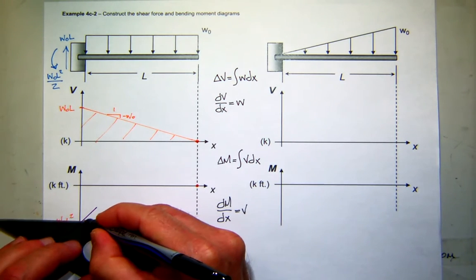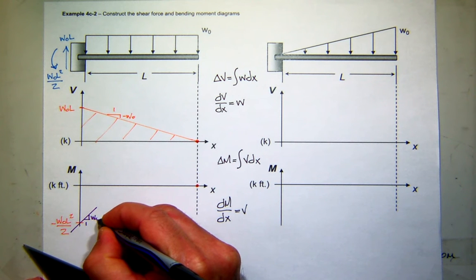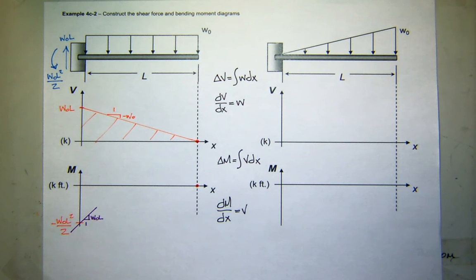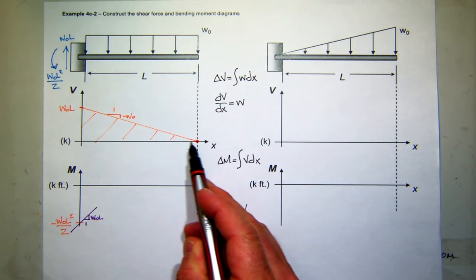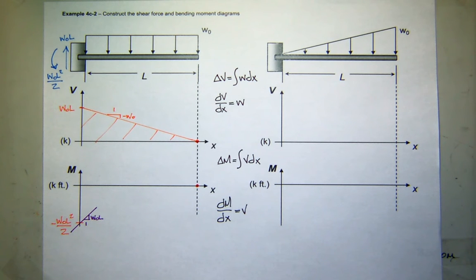And I'll even squeeze in the fact that it is W naught L to 1. Is that going to stay constant? No, point by point it decreases, and it decreases all the way to 0. What's 0 slope, Mr. Rippey? Horizontal line. Correct.